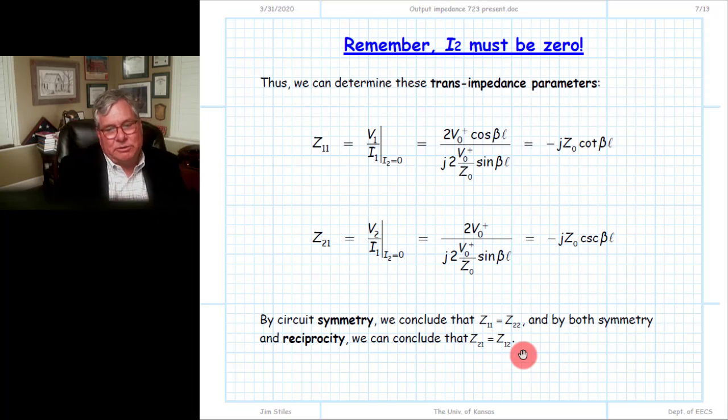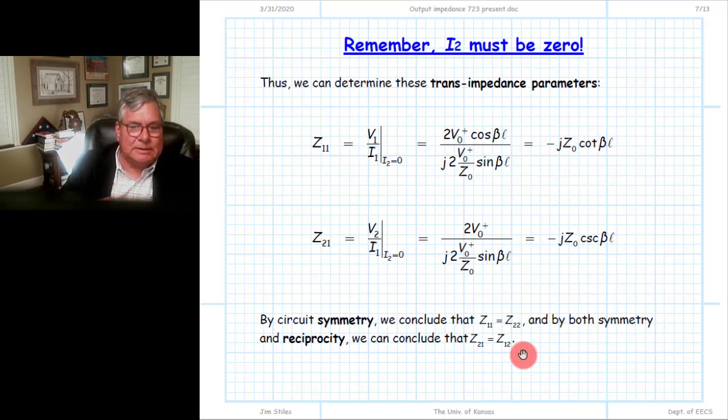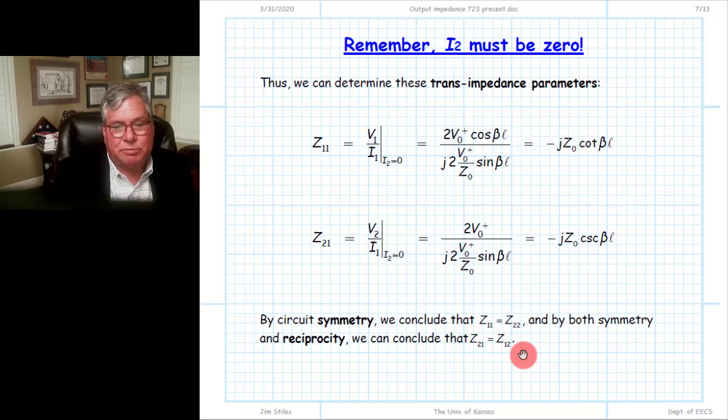We'll talk more about symmetry later in the course, but this is one of the benefits of analyzing a perfectly symmetric circuit: we only have to analyze half of the, in this case, transimpedance parameters.